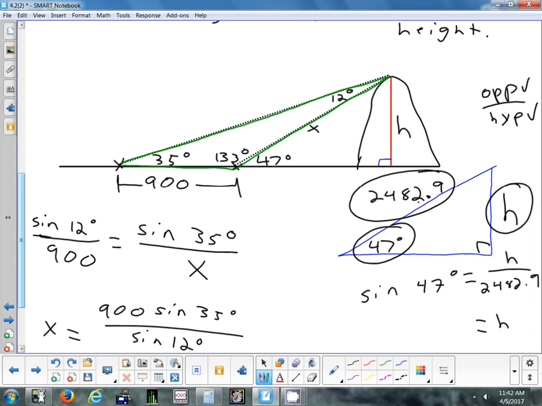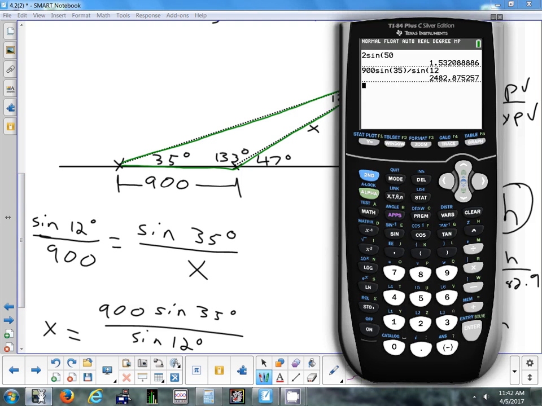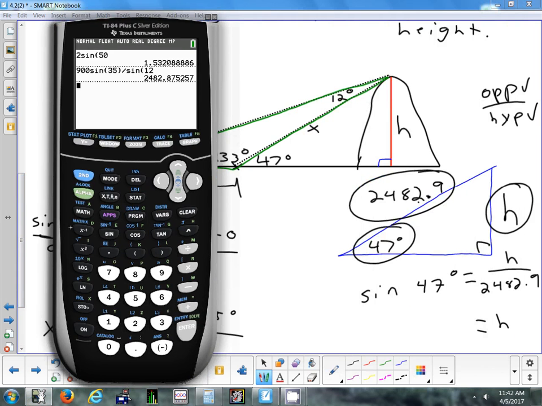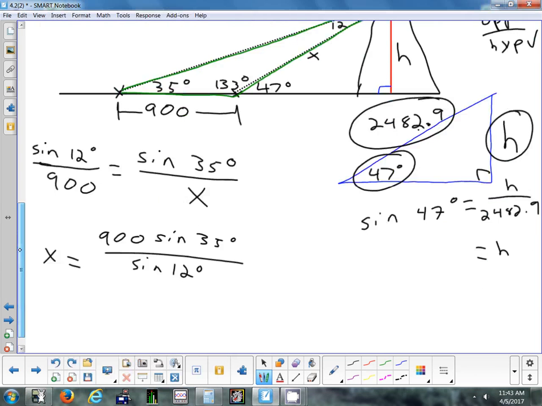Who haven't I heard much from today? Wendy. What would I multiply? What would I do to get the thing on the other side? Yeah, multiply. So I'm just going to type it in. I'm not even going to write it. 2482.9 times the sine of 47. And that is the height of the mountain. 1,815.9 meters.